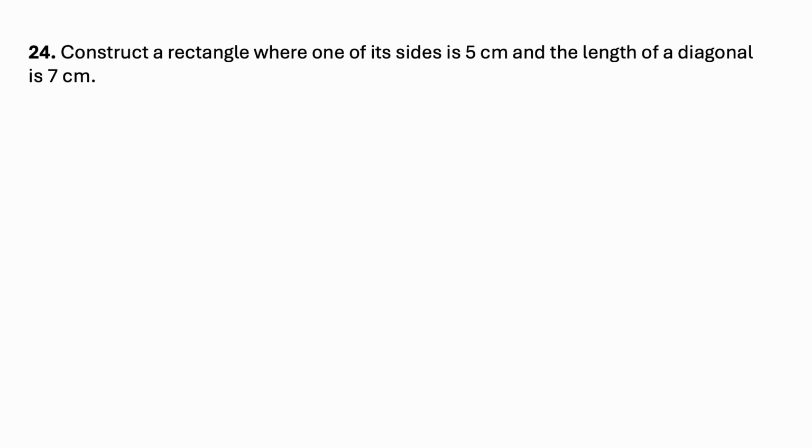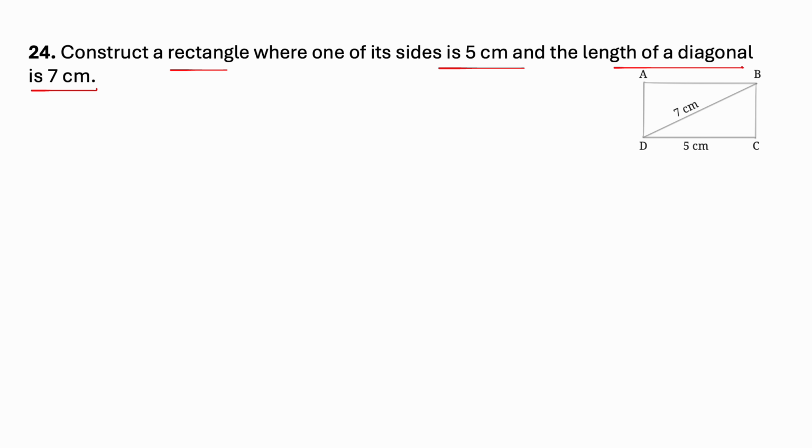Next, we have a construction problem. Construct a rectangle where one of its sides is 5 centimeter and the length of a diagonal is 7 centimeter. We have to construct a rectangle. One of its sides is given as 5 centimeter. Length of a diagonal is 7 centimeter. Now we have to construct a rectangle using this data.